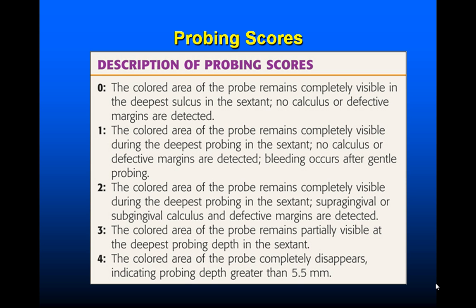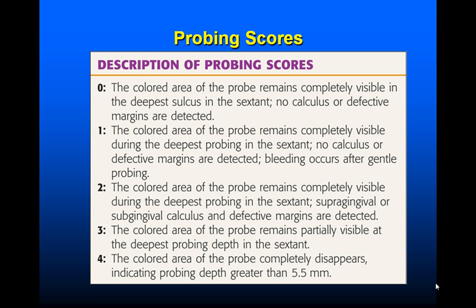For these probing scores to work, the operator divides the mouth into sextants, meaning there are 6 different divisions in the mouth. The 6 different divisions are maxillary right posterior teeth. That's one section. The second section is maxillary anterior teeth.